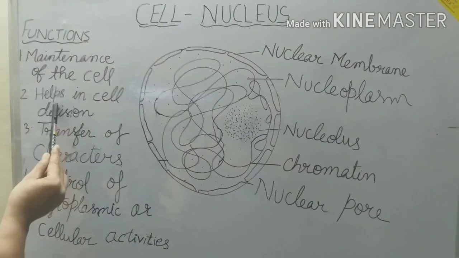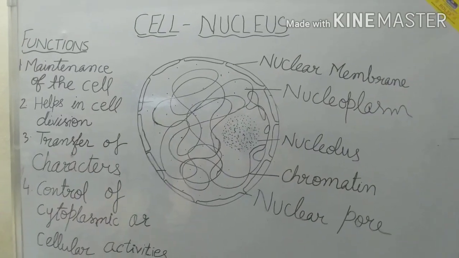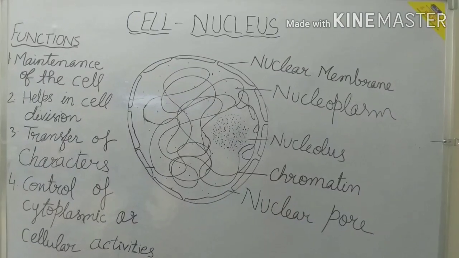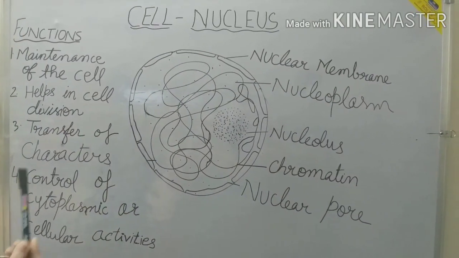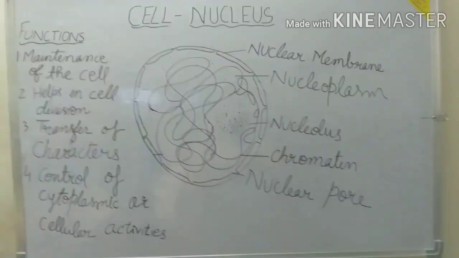Now secondly, the nucleus helps in cell division. It plays a major role in cellular reproduction, the process by which a single cell divides and forms 2 daughter cells. At that time, the nucleus also divides into 2 parts.